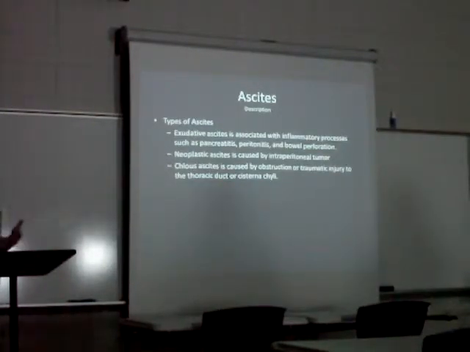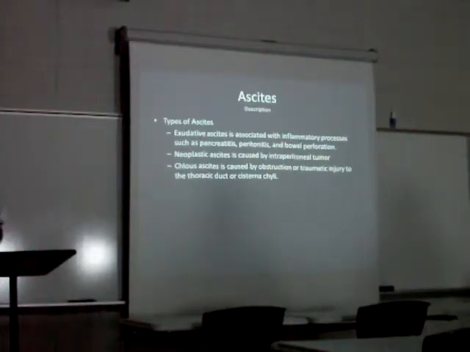And so we see that there are several different types of ascites. We have exudative ascites, which is typically associated with inflammation in the body. This inflammation can be pancreatitis, peritonitis, or bowel perforation. And peritonitis simply means inflammation of the peritoneum. We also have neoplastic ascites, which is caused by a neoplasm in the abdominal cavity. And then we have chylous ascites, which is caused by an obstruction or traumatic injury to the thoracic duct or cisterna chyli.